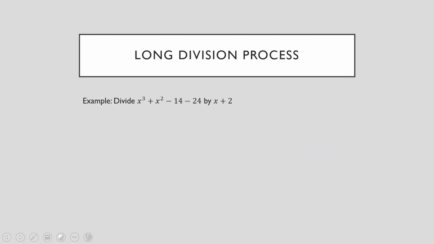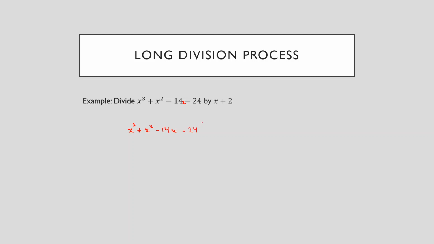So let's do this division. x cubed plus x squared minus 14x minus 24, and we're going to divide that by x plus 2. So the way that we set this up is we're going to write it out like this. We're going to write out our dividend, so x cubed plus x squared minus 14x minus 24.